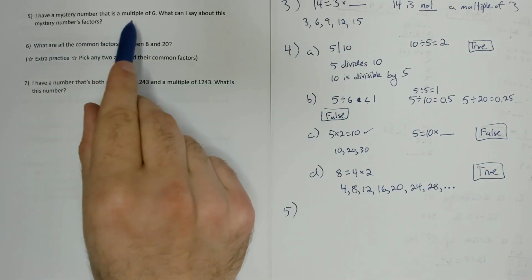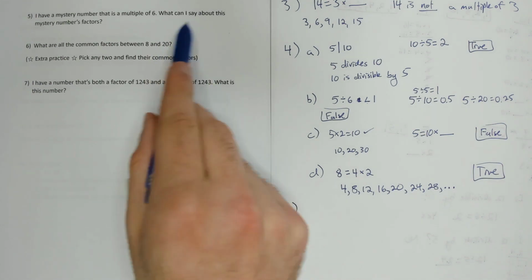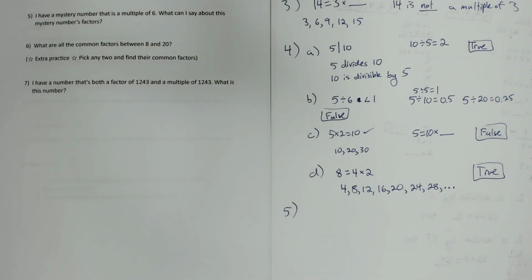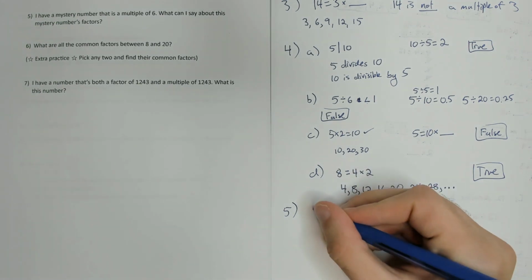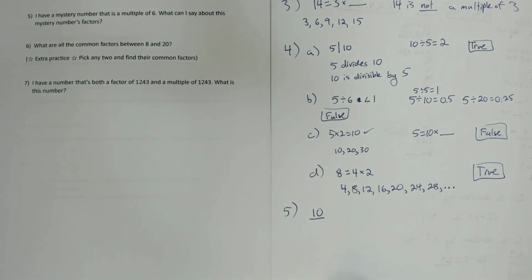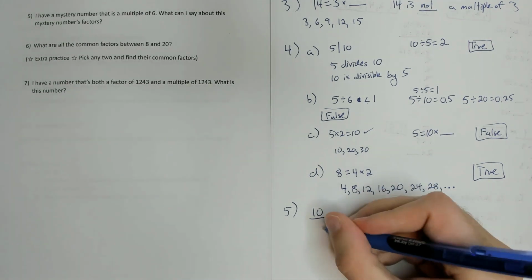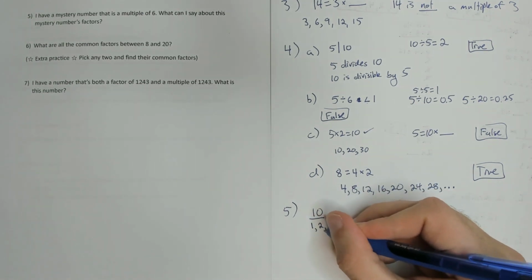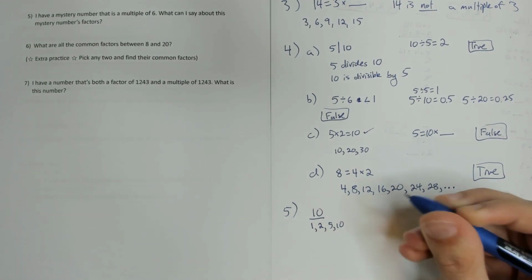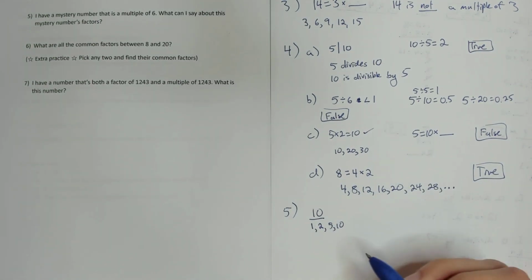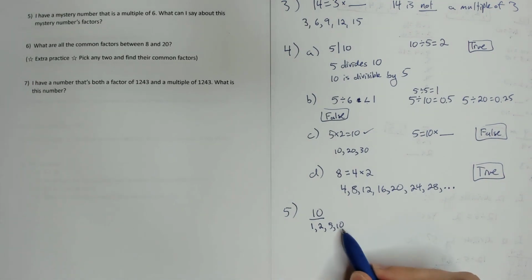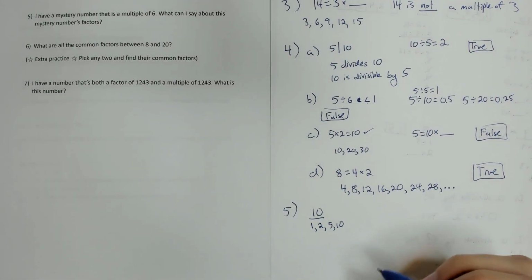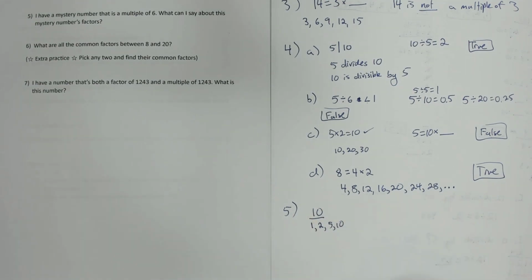All right, so I have a mystery number that is a multiple of 6. What can I say about this mystery number's factors? All right, so this is a bit of an interesting one, and before I answer it, I'm going to do an example. So let's look at 10, and let's recall what the factors of 10 are. This was in question 1. So those were 1, 2, 5, and 10. Those are all the numbers that we can multiply by a whole number to give us 10, right? 1 times 10 is 10, 2 times 5 is 10, and back and forth. So all of these numbers are factors of 10.